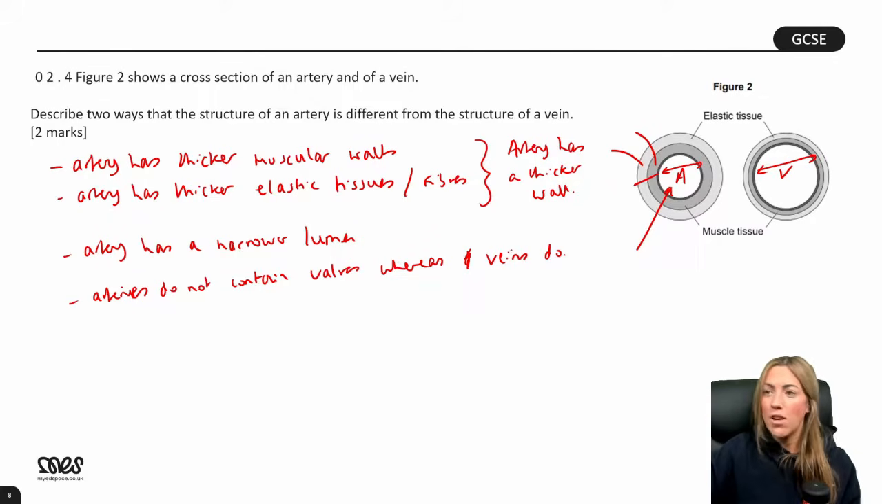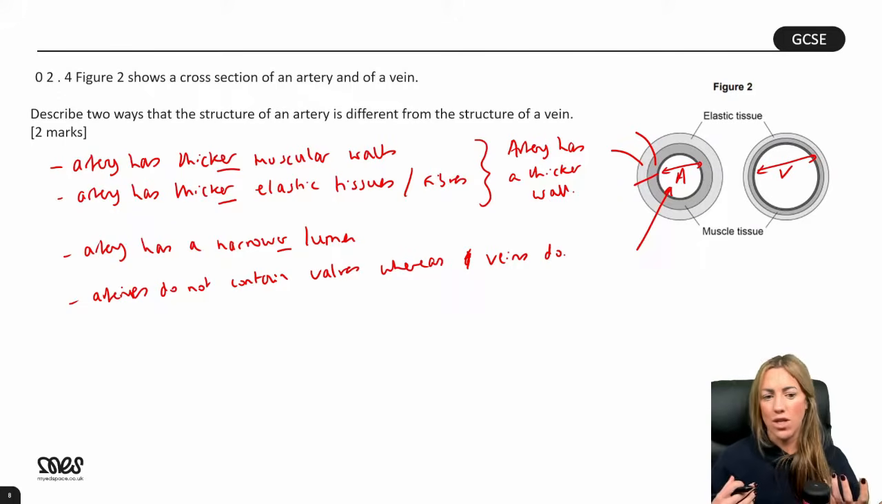You do have to make this comparative. So notice that I'm using comparative language. For example, the artery has thicker muscular tissue. The artery has thicker elastic tissue. The artery has a narrower lumen. So I'm making sure that I'm clearly comparing it to the vein. If I don't say thicker, if I just say the artery has a thick, I'm not going to get the mark. I'd have to say the artery has a thick muscular wall, whereas the vein has a thin muscular wall. Or it's more easy to just say the artery has a thicker muscular wall. But I have to make sure I'm comparing my artery to my vein.